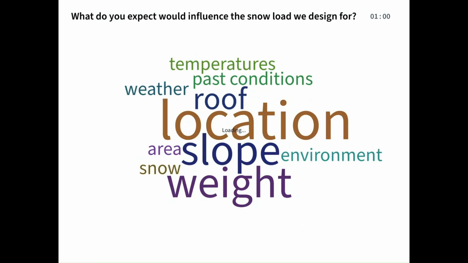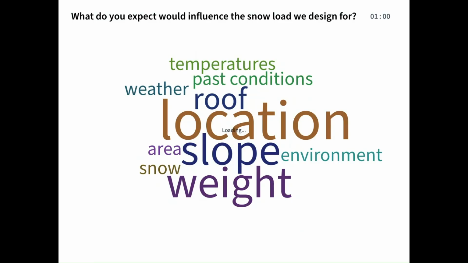Oftentimes what we're going to see, and a consequence of what we usually do, we take past weather data and we basically do some statistics and say, okay, this is on average how much snow might be on the ground. And what we're going to look for is the return period for every 50 years. And we're going to say the maximum snow in 50 years is basically what we're going to design for. And that comes from past conditions.